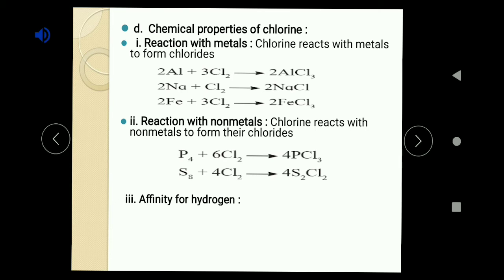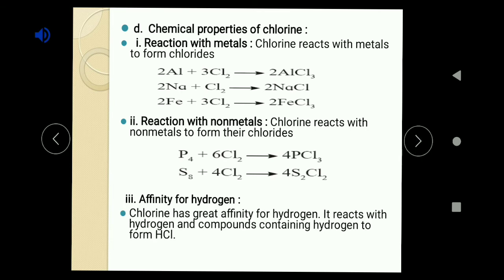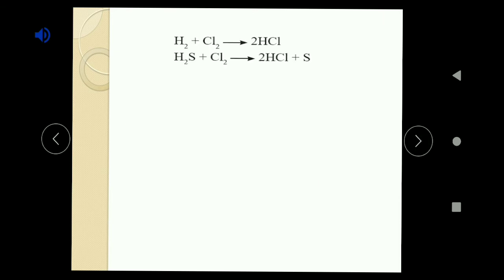Now, hydrogen. Chlorine has strong affinity for hydrogen. It reacts with hydrogen and compounds containing hydrogen to give HCl, hydrochloric acid. So hydrogen directly will combine with chlorine to give HCl, or chlorine reacts with a hydrogen-containing compound to give HCl. So H2S will also give you HCl along with sulfur. So it has great affinity for hydrogen.